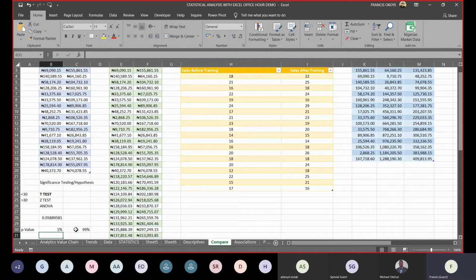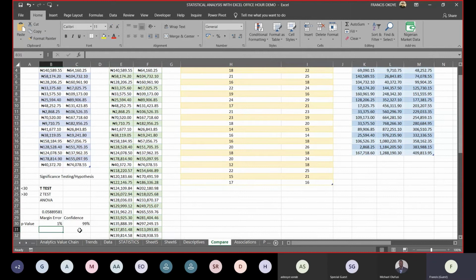In aviation too, you must be 100% sure that the parts used to manufacture the aircraft have no defects. But because you cannot be 100% sure, at least you should be 99% sure. That is what they call the significance level, which is your margin of error. If your margin of error is low, that means your confidence is high. But in management science and social sciences, most times what we use is 5%, which means our confidence level is usually 95%.